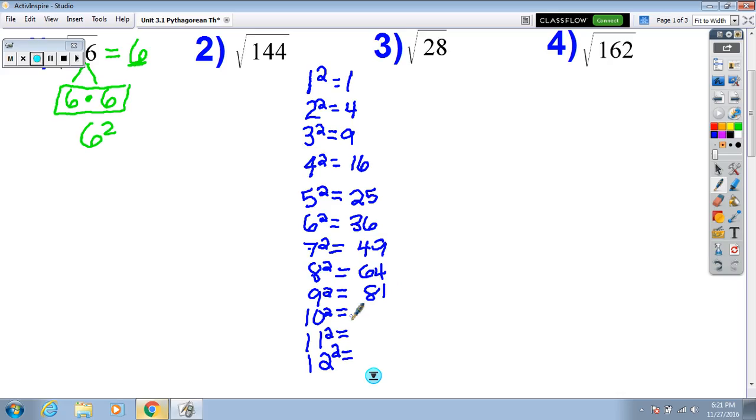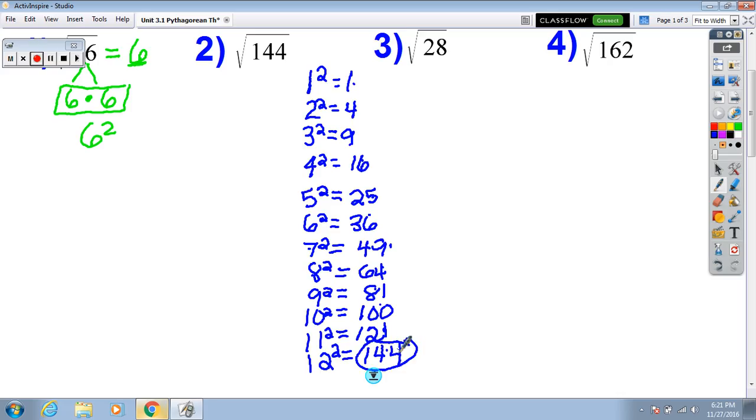81. 10 times 10, 100. And 11 times 11, 121. And 12 times 12, 144. So if you see any of these numbers, 1, 4, 9, 16, 25, 36, 49, 64, 81, 100, 121, and 144, if you see them under the radical, you know that you're going to get a whole number as your answer. So notice that 144 is a perfect square.